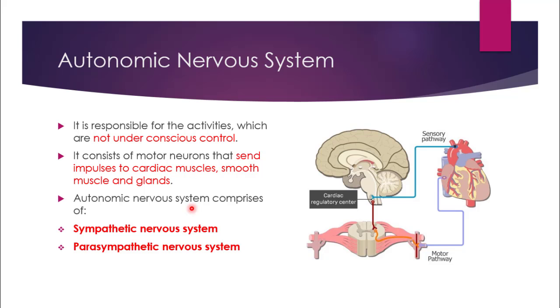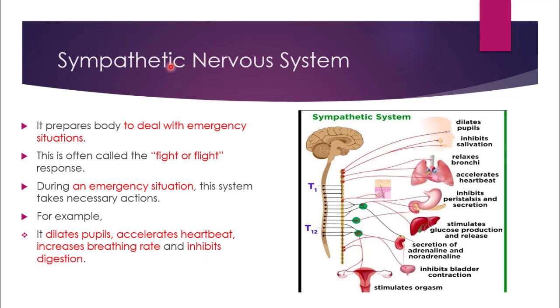The autonomic nervous system further consists of two important systems, that is the sympathetic nervous system and the parasympathetic nervous system. So first of all, what is the sympathetic nervous system? It prepares the body to deal with any emergency situation or stress condition. This is often called the fight or flight response, in which you have to act very immediately. During an emergency situation, this system takes necessary actions.